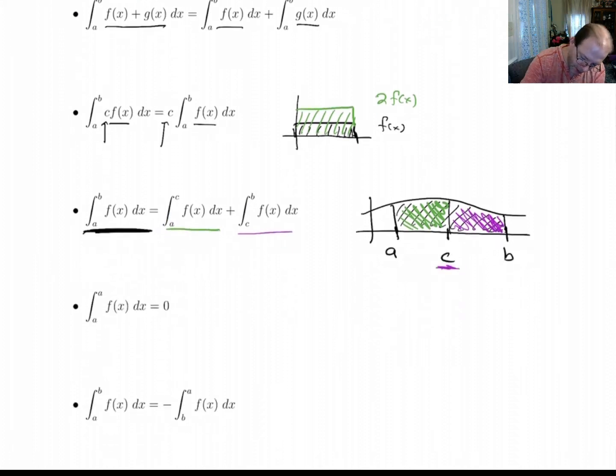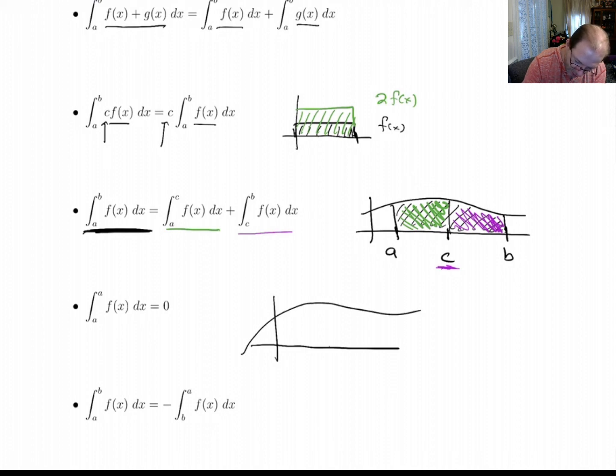All right, this next one, there's a nice drawing for it. If your lower endpoint and your upper endpoint are the same, the answer is always going to be 0. And the reason for that is you've got some function over here. If you're looking at just here, essentially what you're finding is the area of that line. And the area of a line, of course, is 0 because it doesn't have any width. So that's going to be 0.